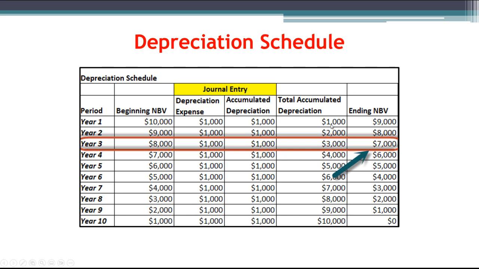Now here's something you may have noticed by now. No matter what year we're in, if you add up the total accumulated depreciation and the ending net book value, you're always going to equal the $10,000 cost. 1 and 9, 4 and 6, 7 and 3, 10 and 0. So that's always going to equal the cost. The point is, the cost is either in the net book value or it's been depreciated out. That's the point. Now here in year 3, just as we saw a bit ago, we've had $3,000 of accumulated depreciation out of $10,000 total. Therefore, our net book value is $7,000.